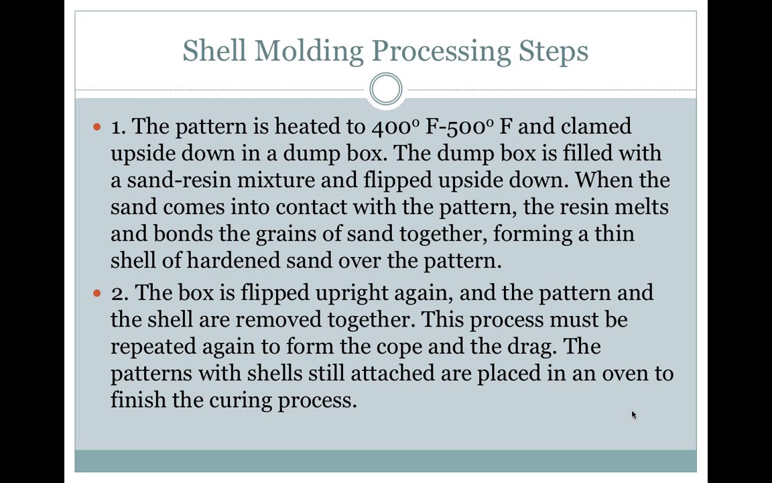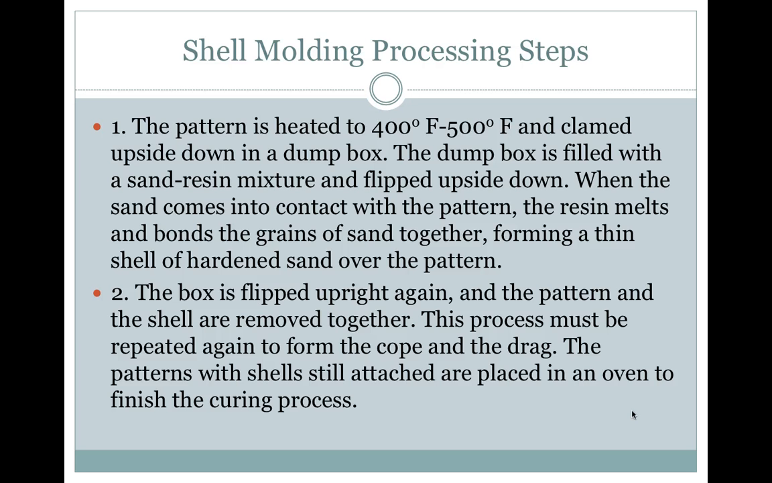Shell molding processing steps. Step 1. The pattern is heated to 400 to 500 degrees Fahrenheit and clamped upside down in a dump box. The dump box is filled with a sand resin mixture and flipped upside down. When the sand comes into contact with the pattern, the resin melts and bonds the grains of sand together, forming a thin shell of hardened sand over the pattern.